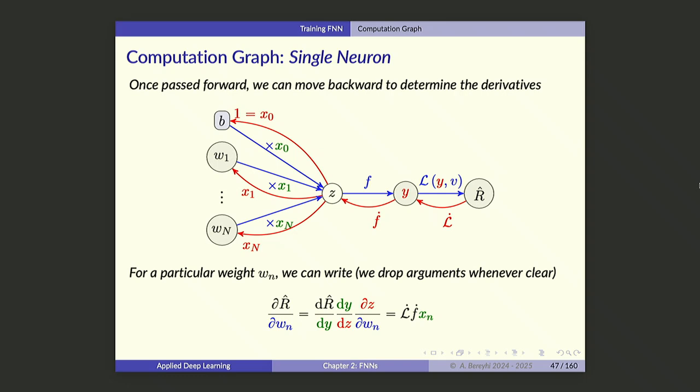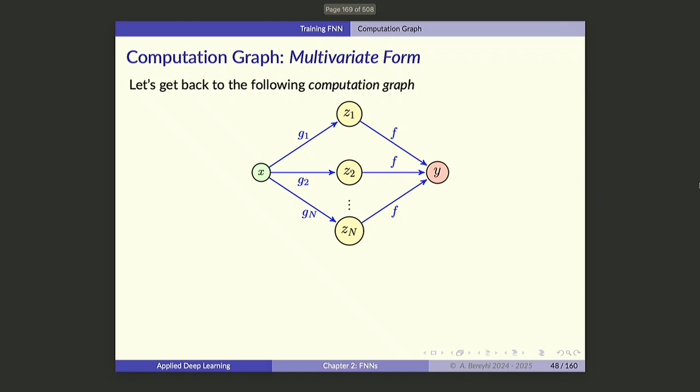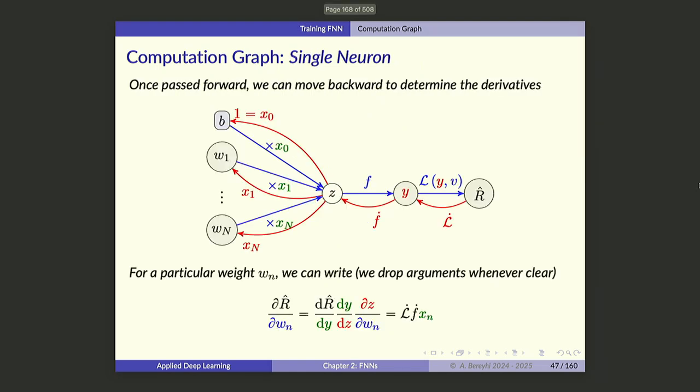So now the derivative of your r hat with respect to weight is given in this form, right? And now if you want to have the gradient, you just collect all of them next to each other. That's going to be your gradient. Your gradient is going to be L dot F dot times x for x0 to xn. This is your gradient. You got the idea?